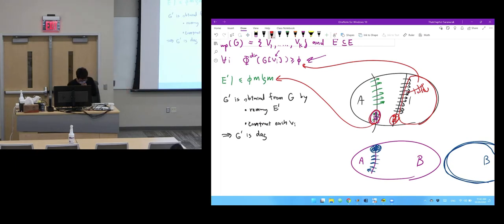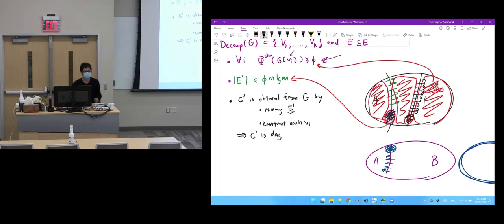But anyway, let's say this is what I end up with at the end: everything inside is very strongly connected. But if you contract them, then you get a DAG, if we remove the E prime from the graph.